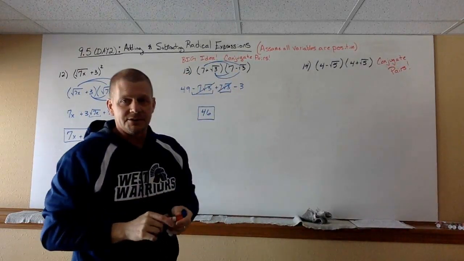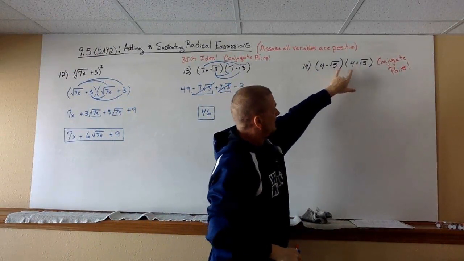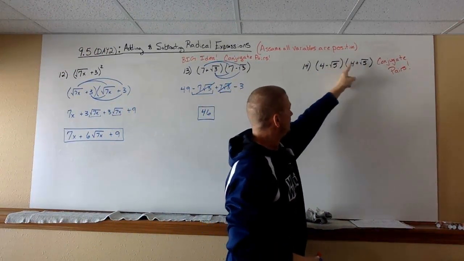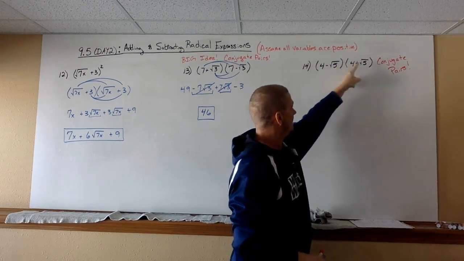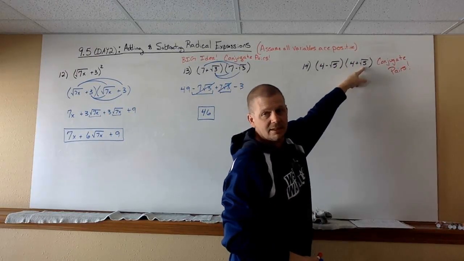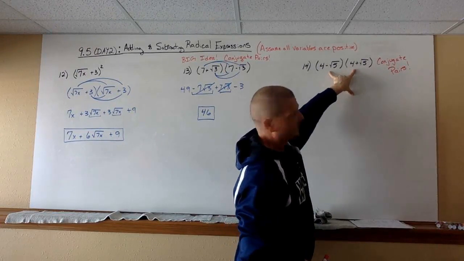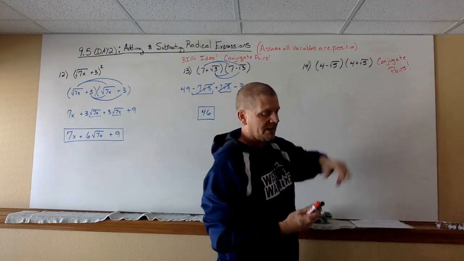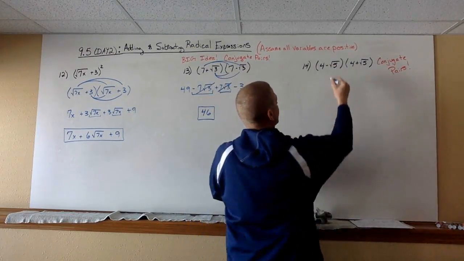Remember, conjugate pairs. 2 terms times 2 terms. First term's the same, second term's the same. The only difference is the sign between them. When you multiply conjugate pairs, magic happens. Let's do the old double distribute here again.